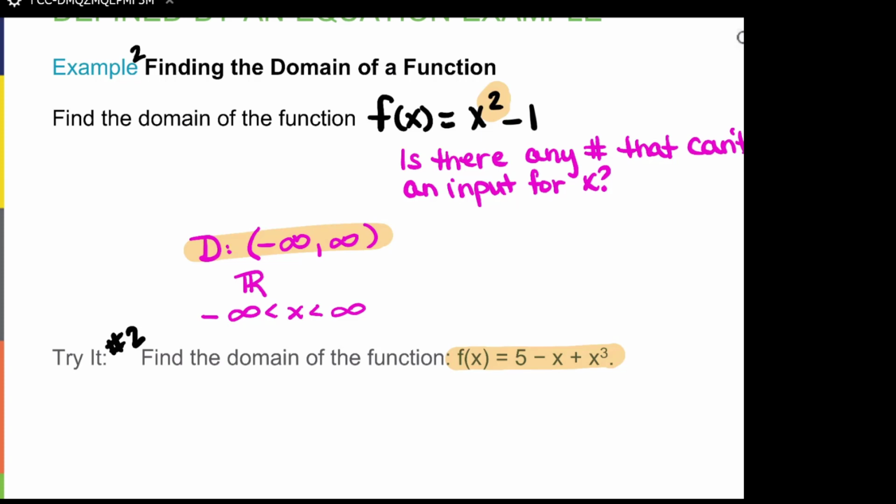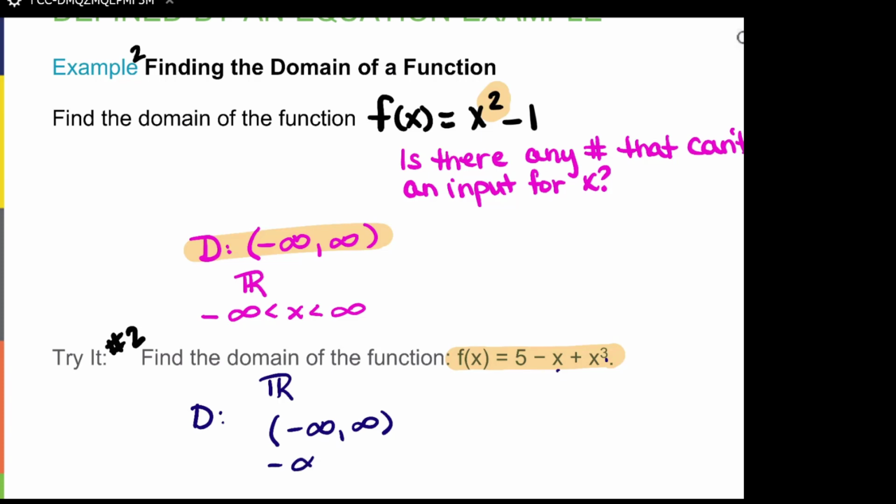Okay, so x to the third, you can put any real number in and cube it. You can put any number in as an x, cube it, and add the 5. So this would also be all real numbers. Interval notation would look like this: negative infinity to positive infinity with parentheses, because it can't equal either of those infinities.